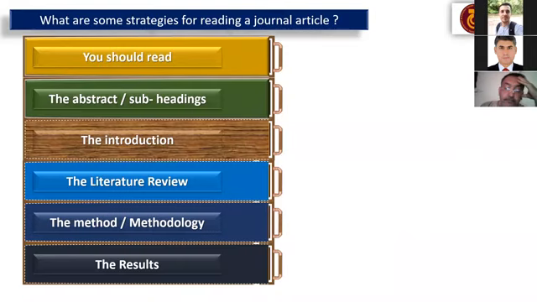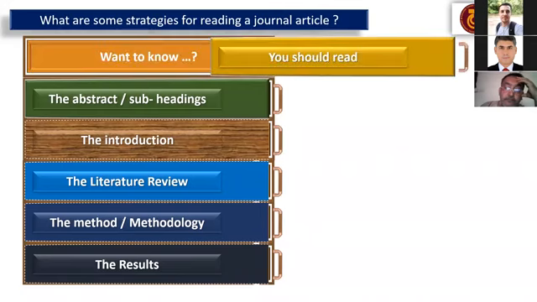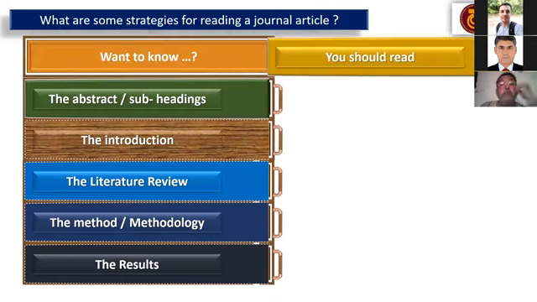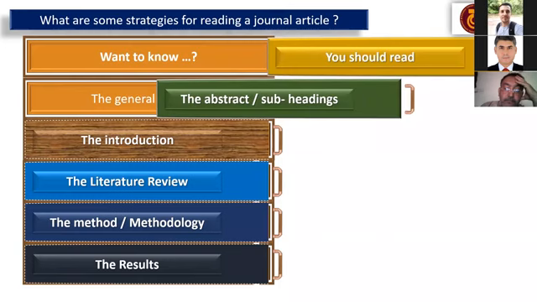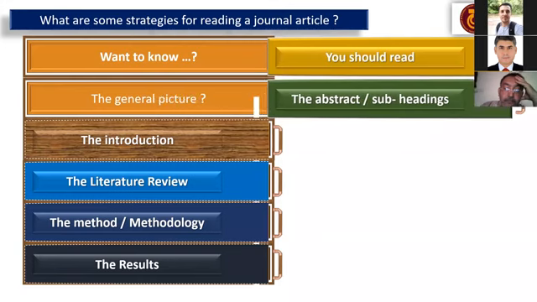So just now, what are some strategies for reading? What is the aim of our reading? We need to find something. You should read because you want to know. So if I read abstract and subheading, what can I find? Can I find the general picture about the article? It means if you need a general picture about the article, you must read the abstract and subheading.